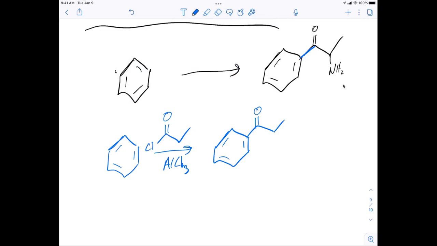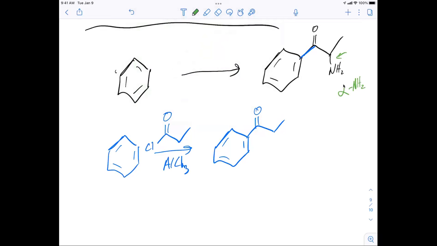Now, why did I not add the amine? What would happen with the amine and the aluminum chloride? The amine would have reacted with the aluminum chloride, and that would have been a problem. So we're going to do this stepwise. We're going to make the carbon-carbon bond. Then the next thing we need to do is focus on the transformation. So now what I need to do is add an alpha amine.